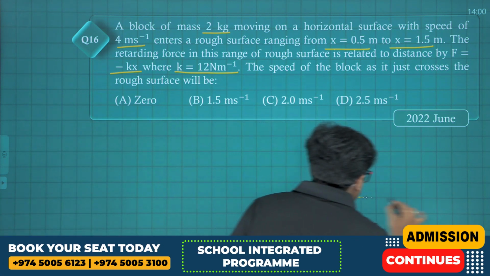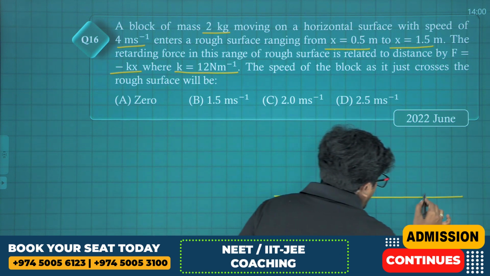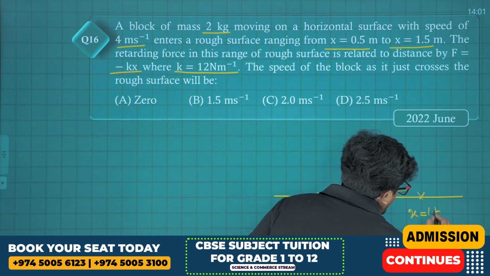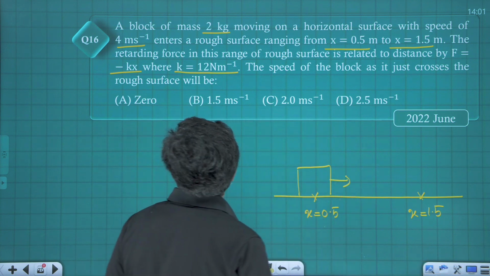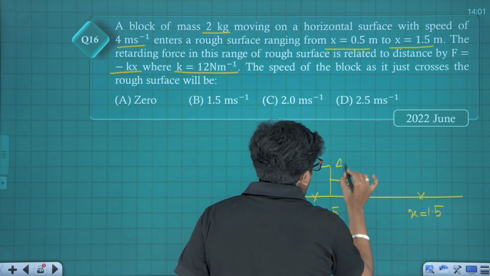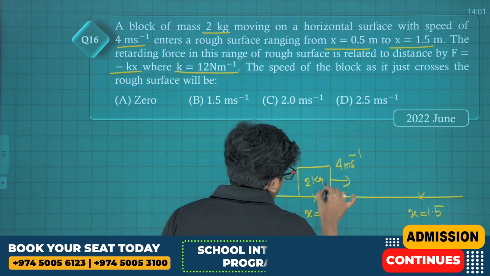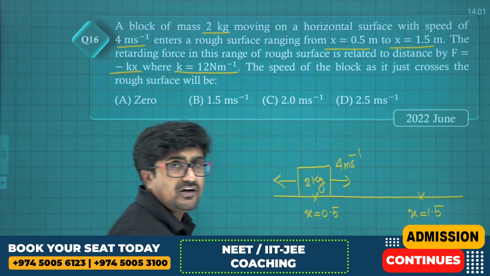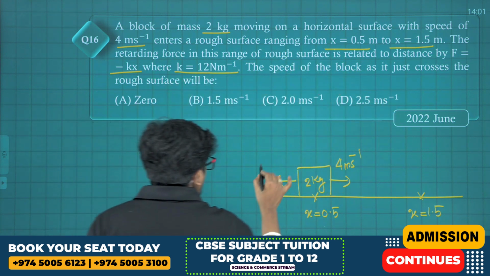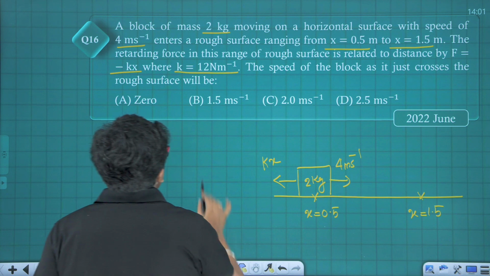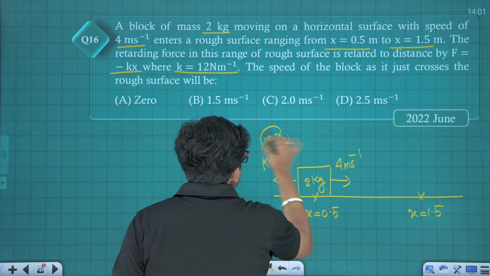So, let us consider the situation like here x is equal to 0.5 and let this be x equal to 1.5. And once the body enters here, it was having a speed of 4 meter per second and the mass of the body is 2 kg. And this is experiencing a retardation and the force experienced is given as minus of k into x. So, the magnitude I am marking as k into x. K is given as 12. So, I can mark it as 12 times x. That is the force acting.